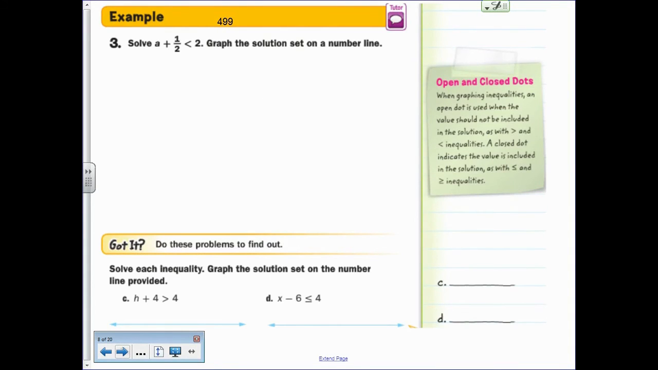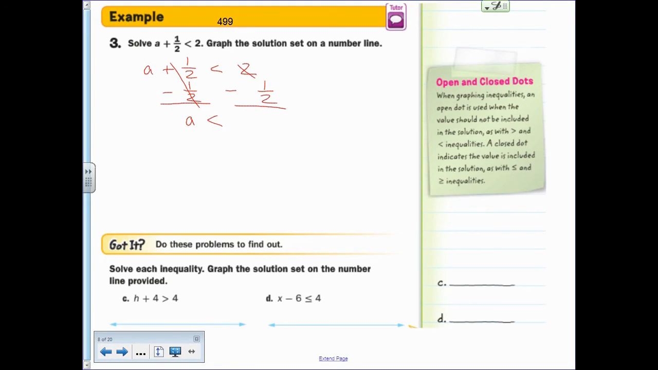It says on page 499, solve a plus 1/2 is less than 2. Hopefully you're going, well, that's easy. Just subtract 1/2 from both sides. Positive 1/2 and negative 1/2 are crossed off. I'm left with a. I bring down my sign and I get 2 minus 1/2. Oh, how did we do these? Where I'm subtracting a whole number minus a fraction? Oh yeah, I have to borrow.